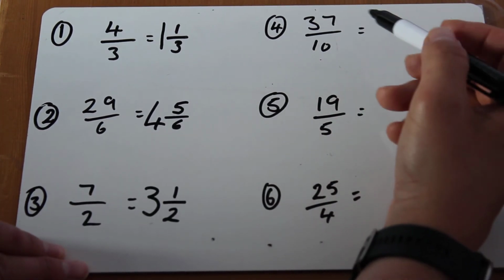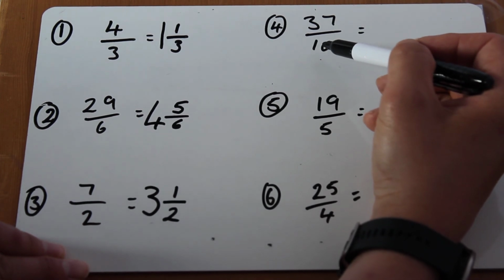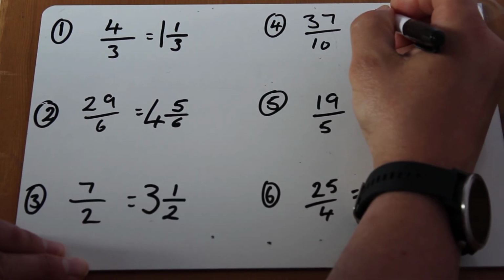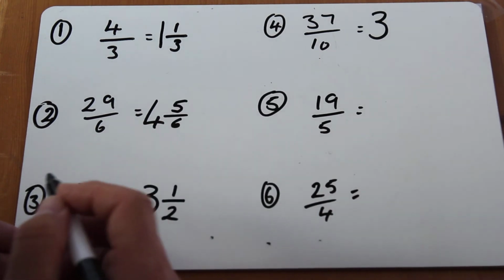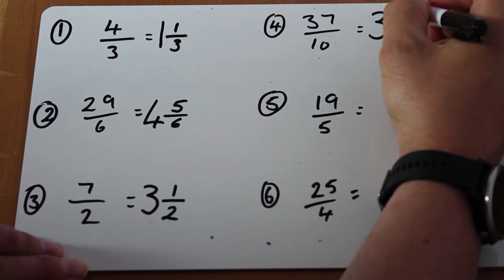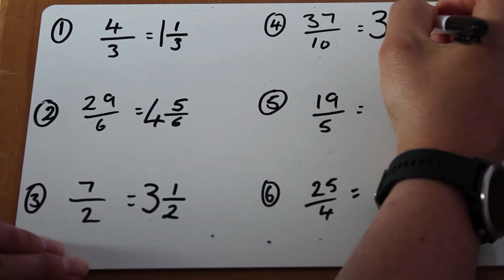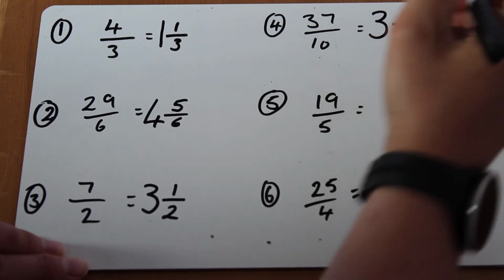This one, exactly the same method. Do 37 divided by 10. That's 3. 3 tens are 30. Which means that there's a remainder of 7, and it's all over 10.